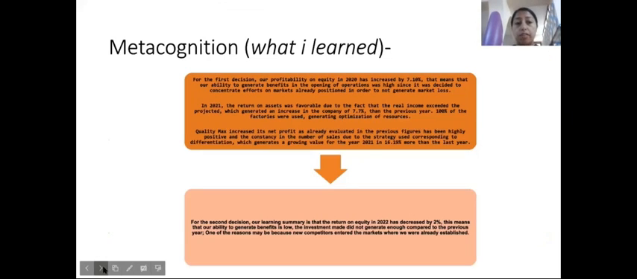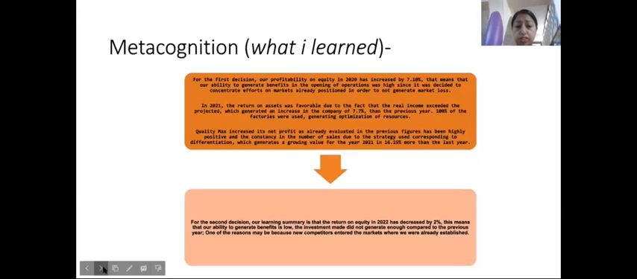Metacognition. For the first decision, our profitability in 2020 increased by 7.10%. That means that our ability to generate benefits in the opening of operation was good, since it was decided to consider if our markets are really there, to not generate net loss.